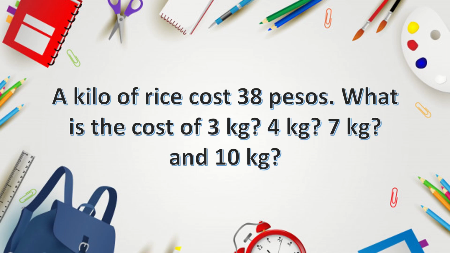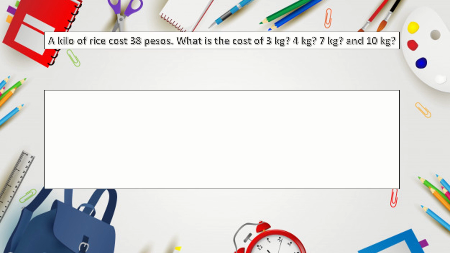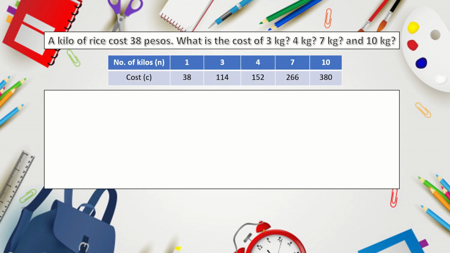A kilo of rice costs 38 pesos. What is the cost of 3 kilos, 4 kilos, 7 kilos, and 10 kilos? I have here the table that shows the number of kilos and the cost of it.